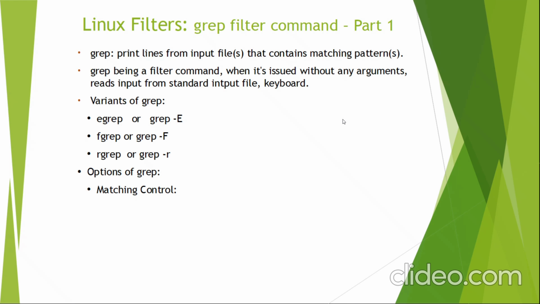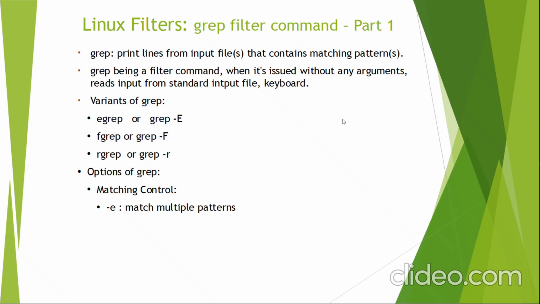Options concerned with matching control. Matching control means options that are associated with the pattern. I told you that grep looks for the pattern in a file. So basically grep followed by pattern followed by file you will be giving. These options are related to the pattern that we are specifying.